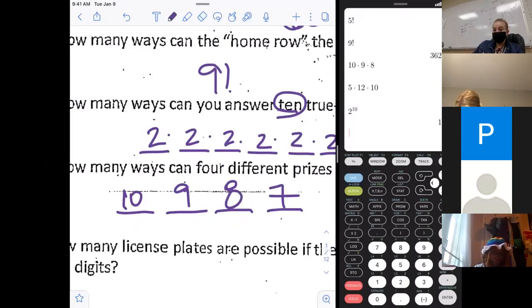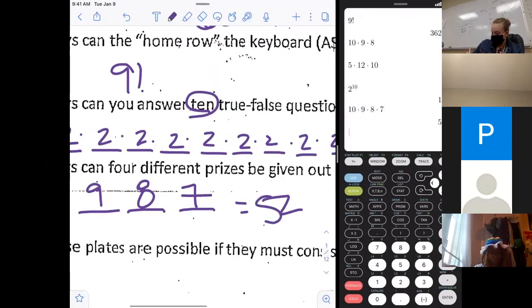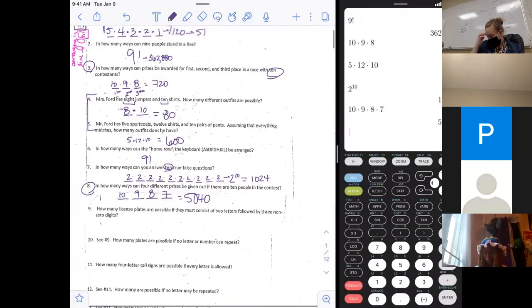Again, we're not doing a full 10 factorial. We're just doing 10 times 9 times 8 times 7. And I'll throw that in my calculator really quick. And that's 5,040. Okay. Any questions yet?